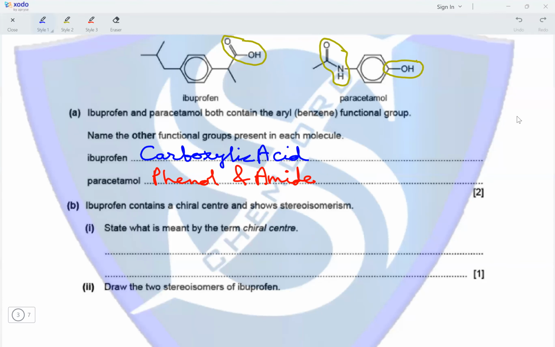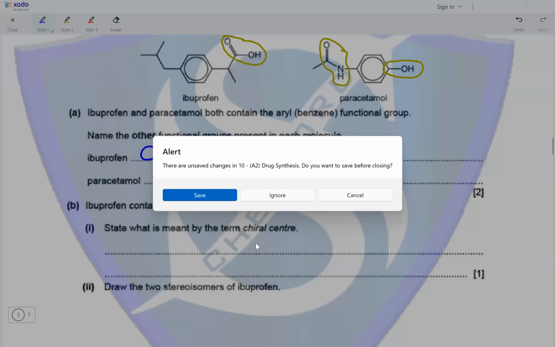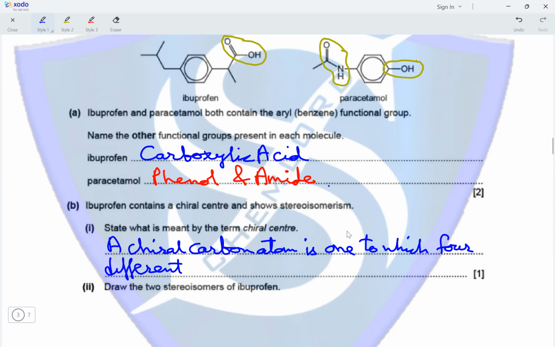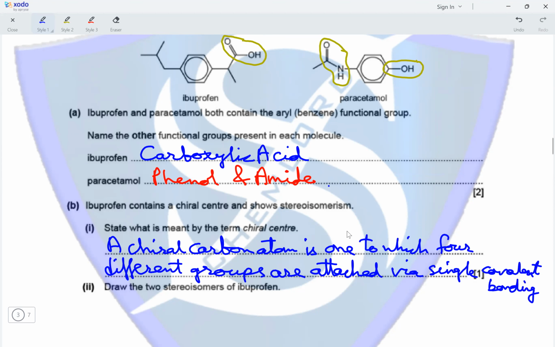Ibuprofen contains a chiral center that shows stereoisomerism. State what is meant by the term chiral center. A chiral carbon atom is one to which four different groups are attached via single covalent bonding. So four different groups are attached to the same carbon atom via a single covalent bond.